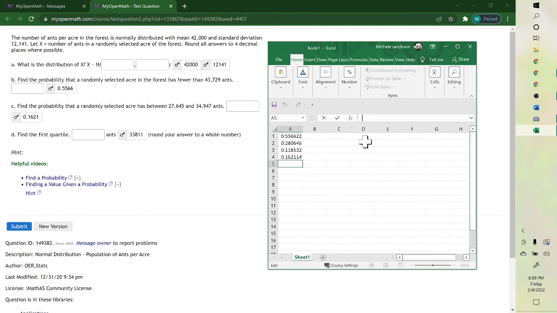Go here and put our equals and type our norm. Now we're going to use a percent, so we're using inverse because we're looking for the number. You put your probability as a decimal. The first quartile, 25% of the data is below it, so it's 0.25, comma, your mean, comma, 12141, your standard deviation. Now this one you don't enter a 1, you just stop at the standard deviation and hit enter, and there's your answer.